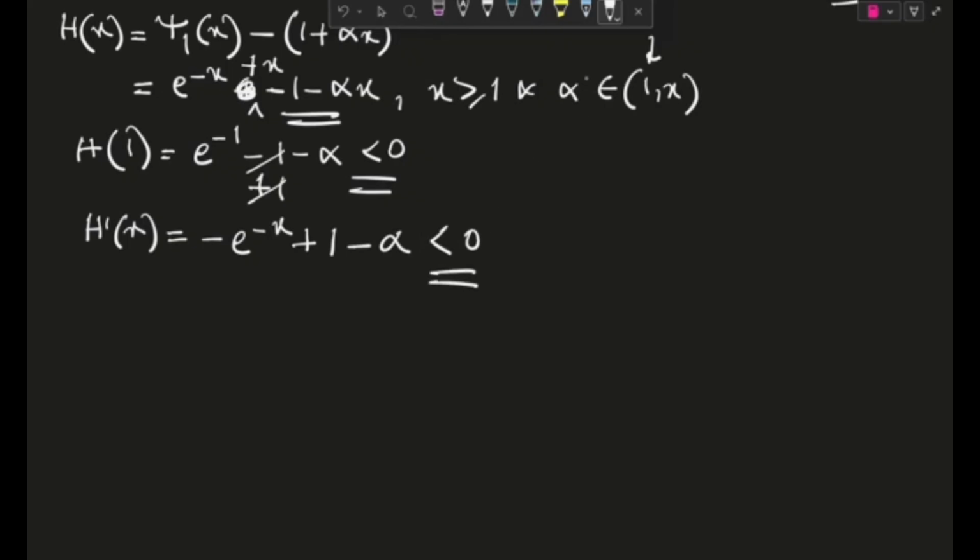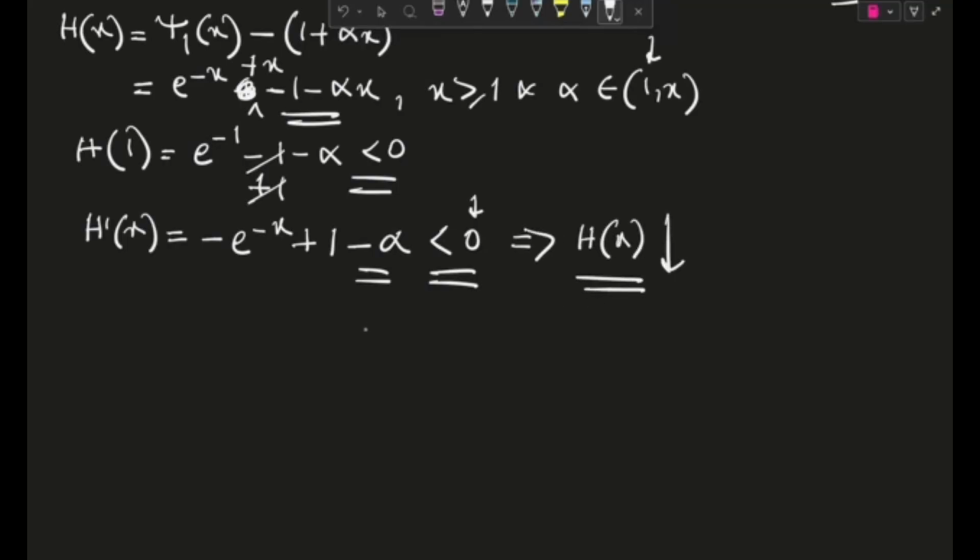Why? Because alpha belongs to 1 to x, some value greater than or equal to 1. Say if I take x to be 2, so alpha belongs to 1 comma 2. So minus 1 point something plus 1, and after that you will have minus 0 point something, and this thing is again minus of e power minus x. So minus 0 point something, and this is also minus 0 point something. So basically you are adding two negative quantities, which means that this thing will be less than 0. So potentially from here what we can say is our h of x is actually decreasing.